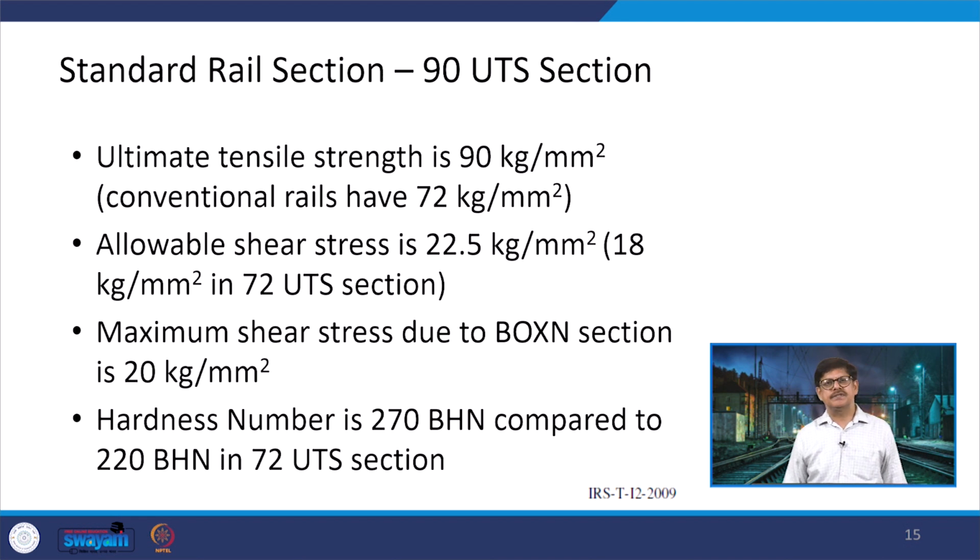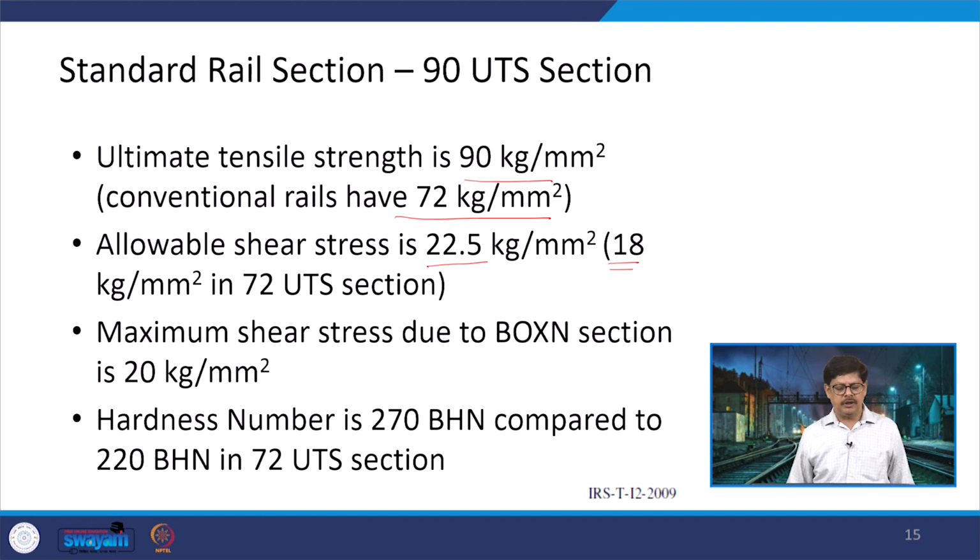Now, there is another section which is being defined by the strength. The previous sections which we have talked about, the conventional rails, are related to 72 kg per mm square strength, ultimate tensile strength we are talking about here. But the 90 UTS section means 90 kg per mm square of ultimate tensile strength, that is how it is being defined. In this case, the allowable shear stress is 22.5 kg per mm square, but for the 72 UTS section, it is 18 kg per mm square. So, there is an improvement in the shear stresses which can be allowed in these sections.